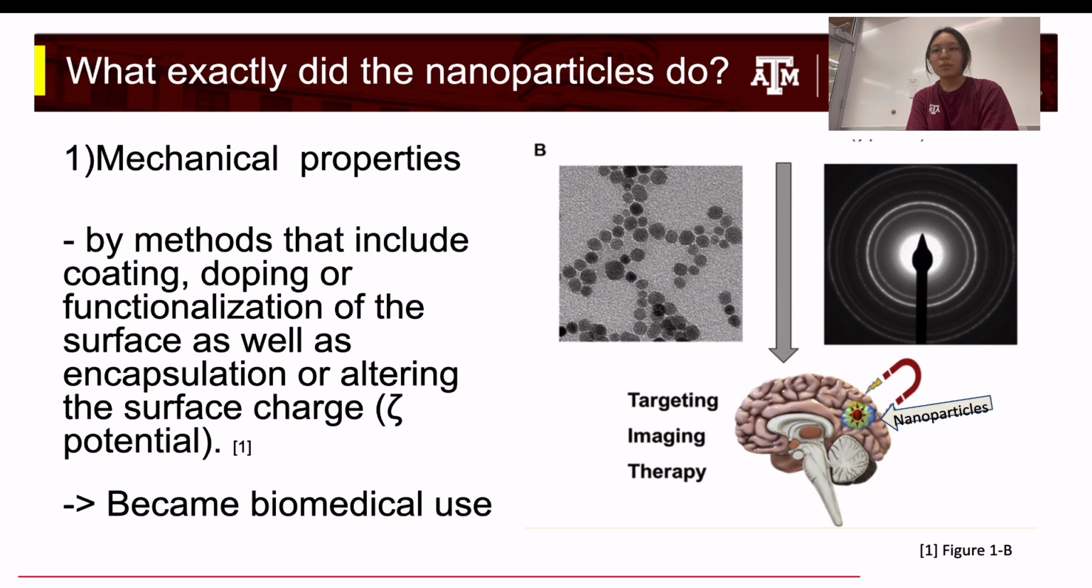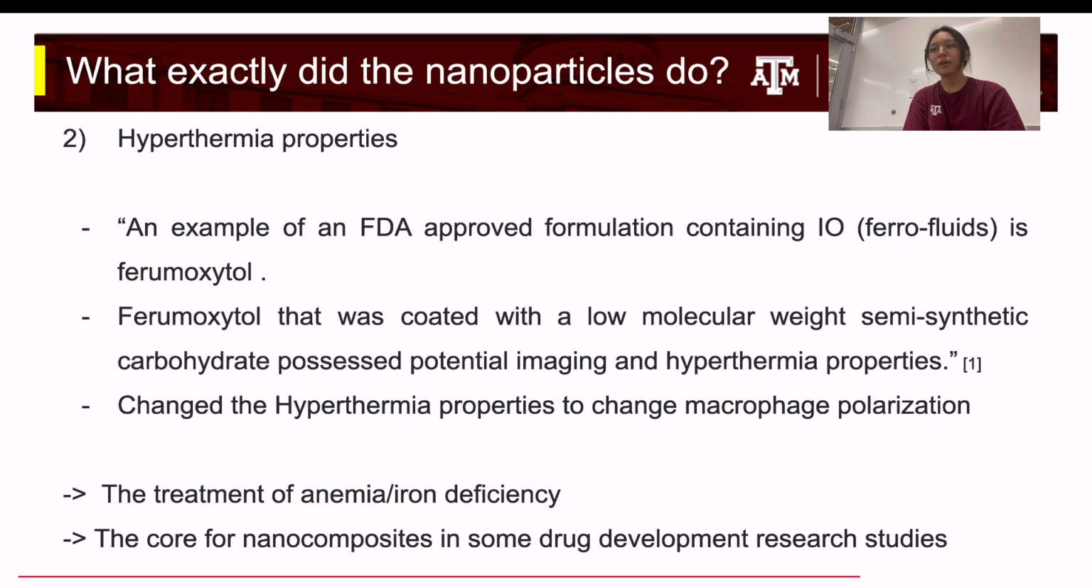And that became the biomedical use. And for the second one, they changed the hyperthermia properties. An example of an FDA-approved formulation containing IO is ferumoxytol, which was coated with a low molecular weight, semi-synthetic carbohydrate and possessed potential imaging and hyperthermia properties.